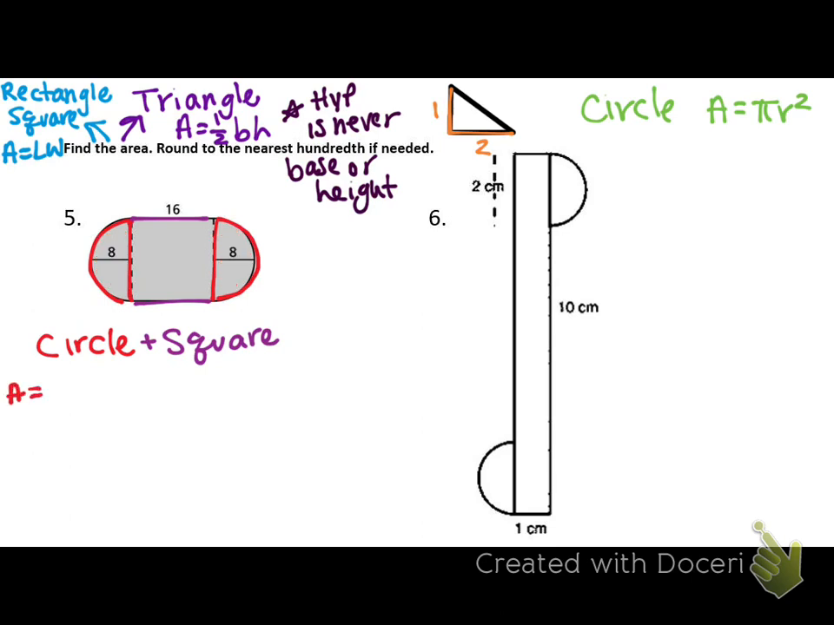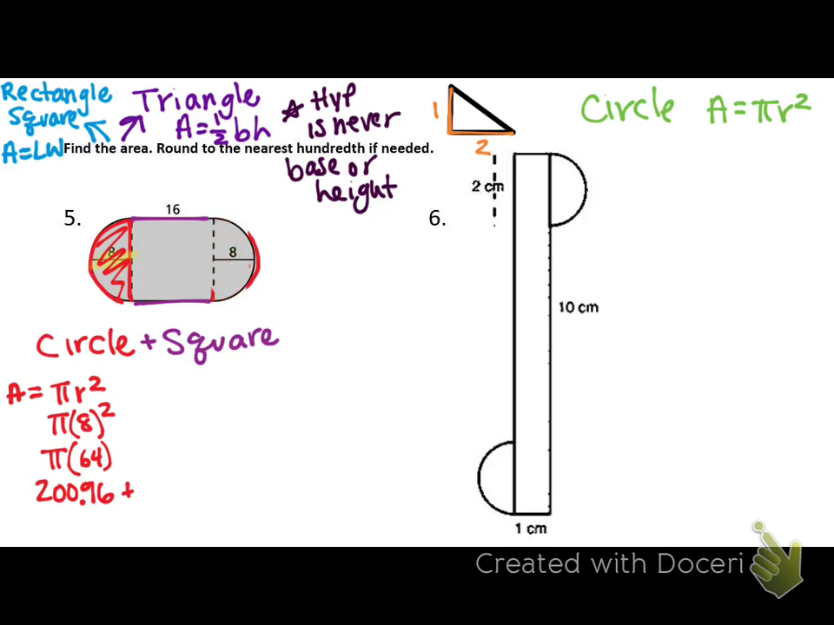So we're going to do pi r squared. The radius is the distance from the center of the circle to the edge, which is going to be 8. So pi times 8 squared. So 8 squared is 64. 64 times 3.14 is 200.96. So that accounts for my 2 half circles.